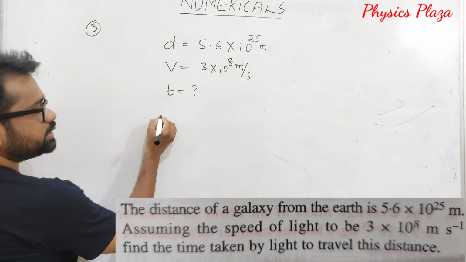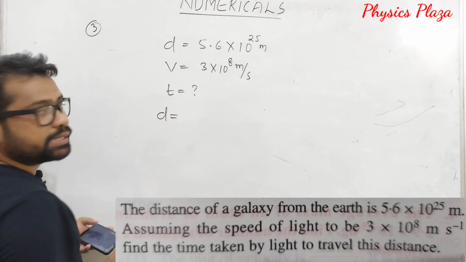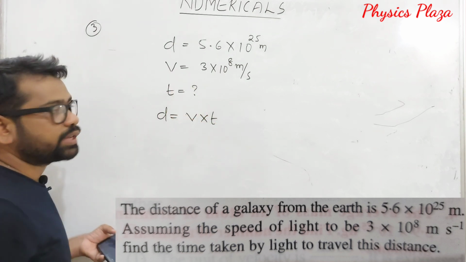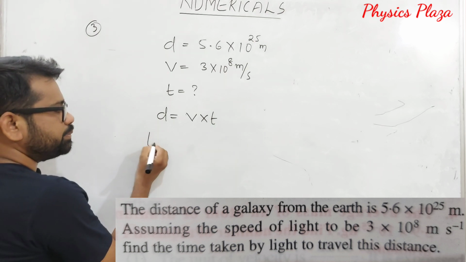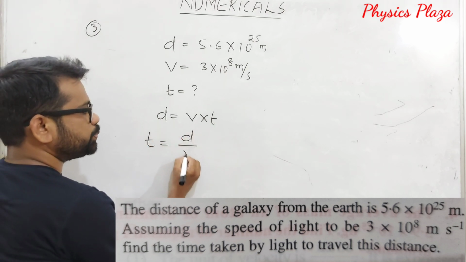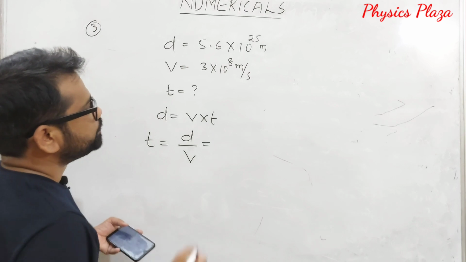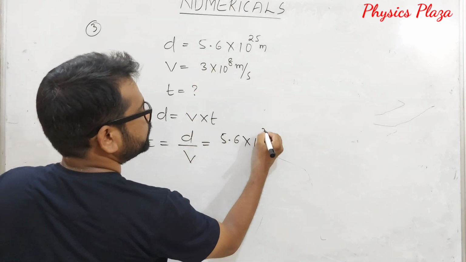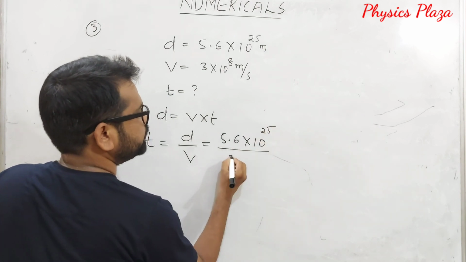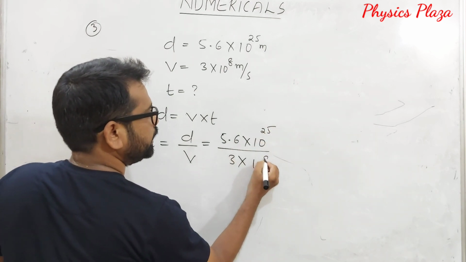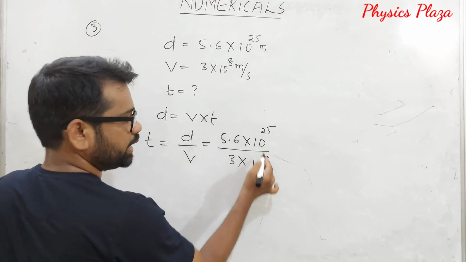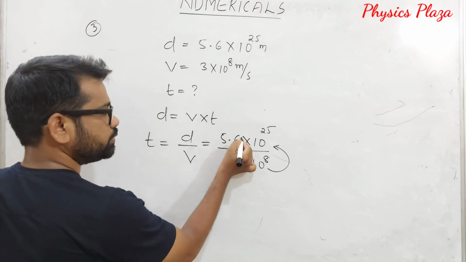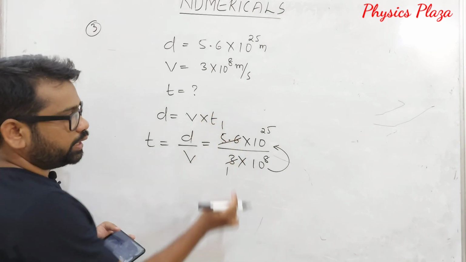So we know that distance is equal to speed into time. Now they are asking us to calculate time. So here time can be written as distance by speed. So distance is given how much? Distance is 5.6 into 10 to the power of 25 by 3 into 10 power 8. So here if you can cancel this 10 power 8, you can take it to the numerator.